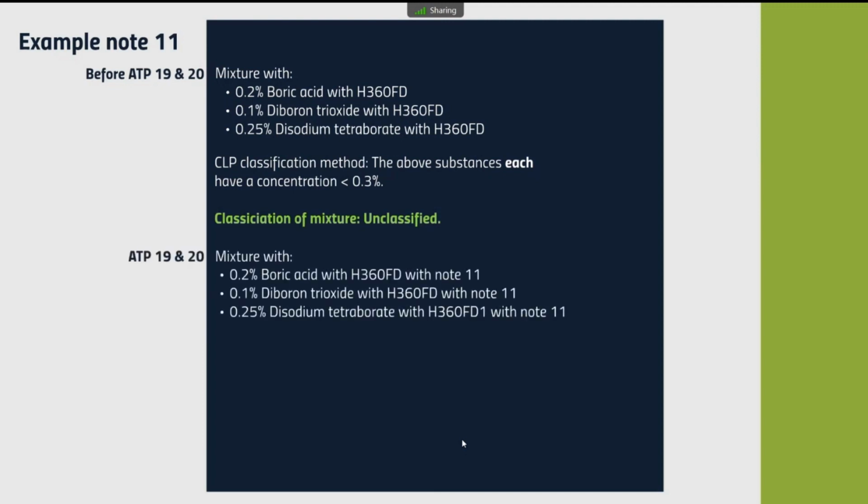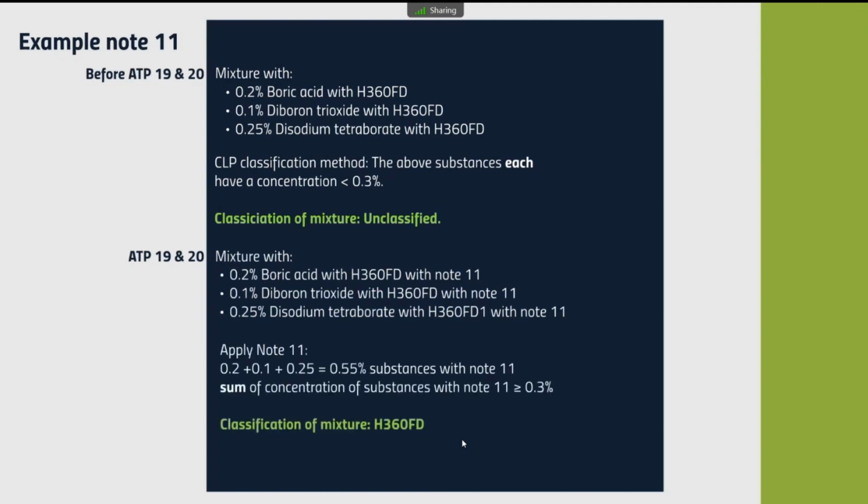But if we apply ATP 19 and 20 to the same mixture, we see that these three different substances now have note 11. So what is the influence on the classification of the mixture? In this case, we have to look at all three substances and sum the concentrations. If the sum of the concentrations is higher than or equal to 0.3%, then the classification of the mixture will now be reprotoxic category 1, H360FD.